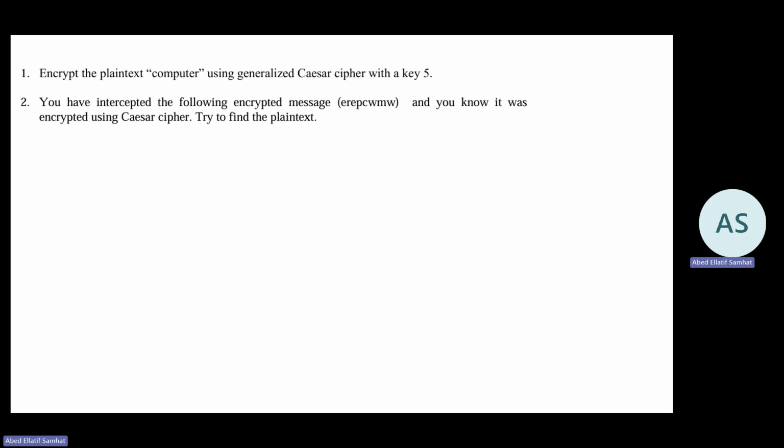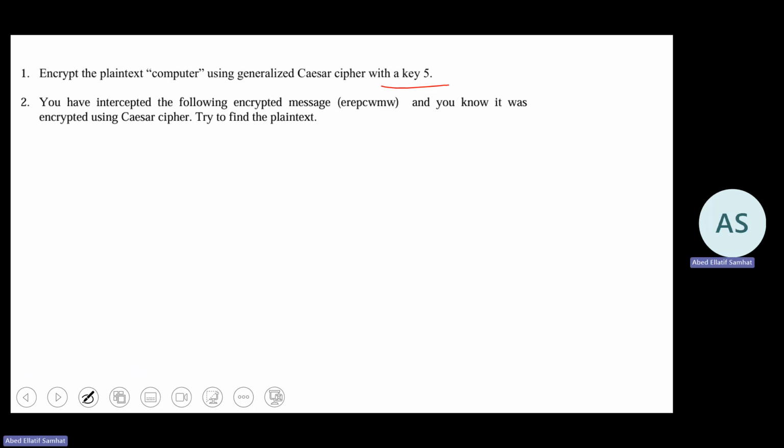Hello, we should continue. We start by resolving the exercise of chapter 2. I hope that you did them yourself. So let's see together what's the result. So the first exercise is to encrypt the plain text computer using the generalized Caesar cipher with key equal 5. So I hope that you did.